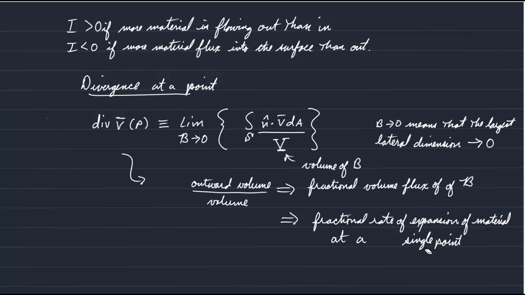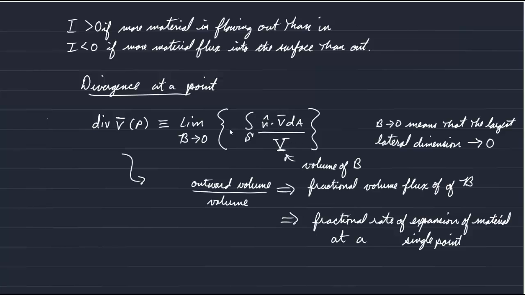So for example, if we were describing a chemical reaction in which the material is expanding, then that would have a positive divergence at each point of the material. In contrast, if we were describing a chemical reaction in which the volume was decreasing, then that would be described as a negative divergence or negative fractional change in the material volume.